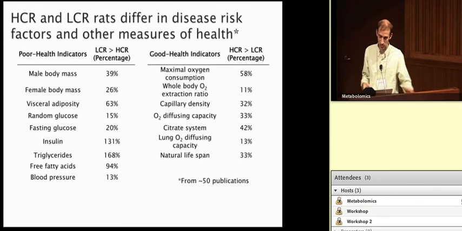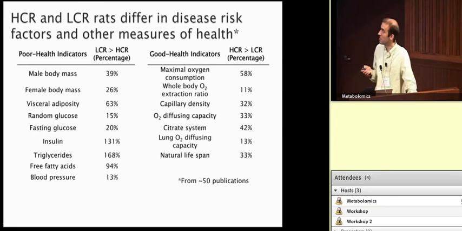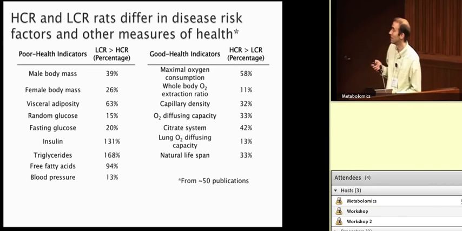And why are these rats interesting? They differ in their disease risk factors and other measures of bad and good health. The high capacity running rats weigh less than the low capacity running rats. The low capacity running rats have higher fasting glucose, lower insulin sensitivity, and higher blood pressure. The HCR rats have higher VO2 max, not surprisingly, since they've been bred for exercise capacity. And they are more insulin sensitive, and they live longer.